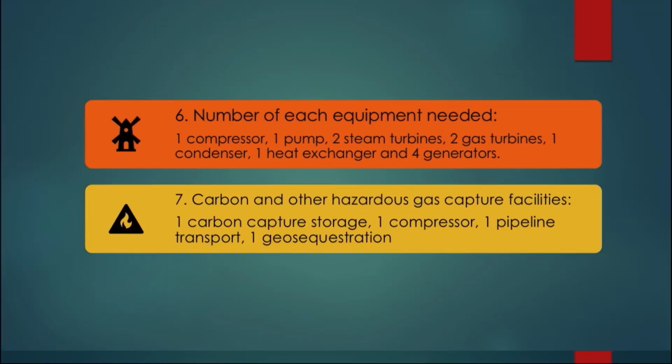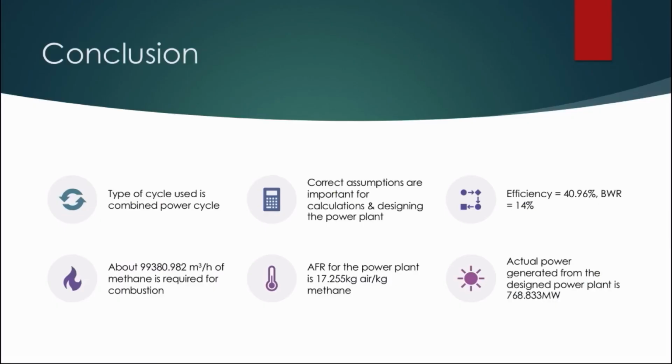For the conclusion, the type of cycle used in the system is the combined power cycle. Nowadays, this cycle is usually chosen for new gas-fired power stations. Correct assumptions are important for calculations and designing the power plant. The power plant will be exposed to danger if the calculations and assumptions made are not accurate. The efficiency of the power cycle is 41%, while the backwork ratio is 14%. About 99.4 thousand cubic meters per hour of methane is required for combustion. The air-fuel ratio of the power plant is 17.3 kg air per kilogram methane. The actual power generated from the designed power plant is 769 MW.